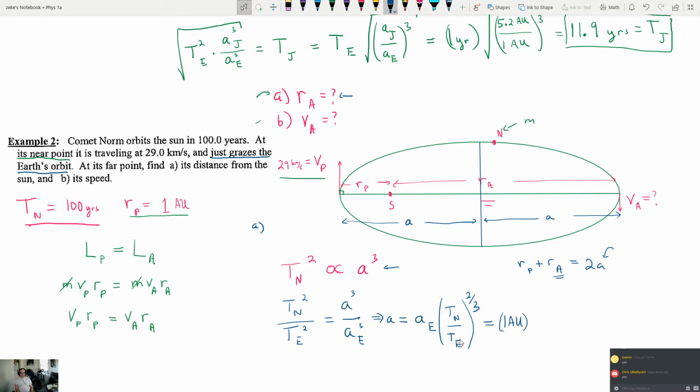And the ratio right here is going to be, we said that the period for comet Norm was 100 years. That was one of the pieces of information that was given. So keep this in mind when you're doing these types of problems on your homework: if they give you a period, the first thing you should think is, oh, I can find the semi-major axis. And that's going to be useful to me at some point. We divide by the period for Earth, which is 1 year, and we raise this to the 2/3 power. That will give us an answer for A, and the answer is going to be in AUs.